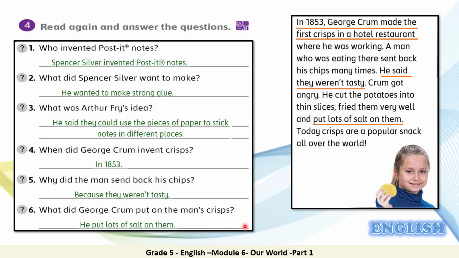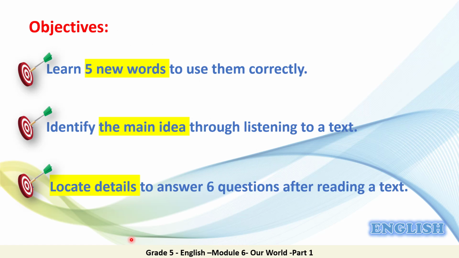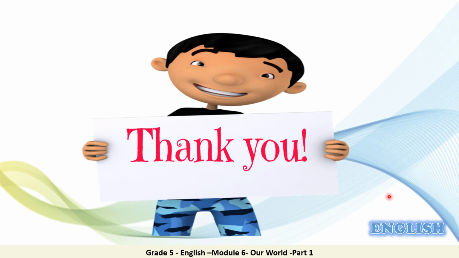Now we have located the answer for the 6 questions and successfully achieved the third and last objective. We have come to the end of our lesson today, my friends. 3 objectives have been successfully achieved: learn 5 new words to use them correctly, identify the main idea through listening to a text, and locate details to answer 6 questions after reading a text.